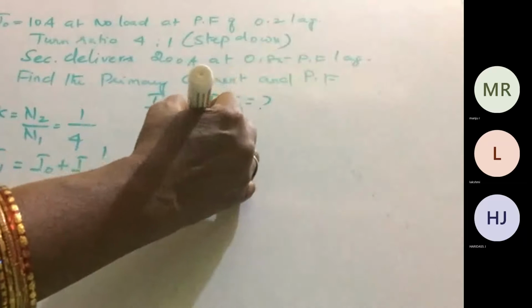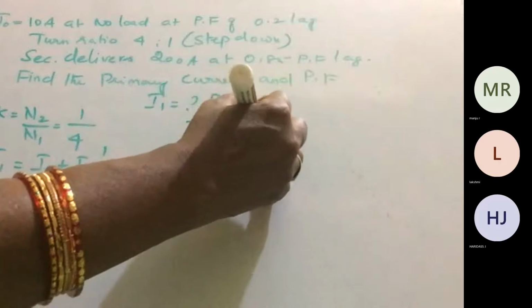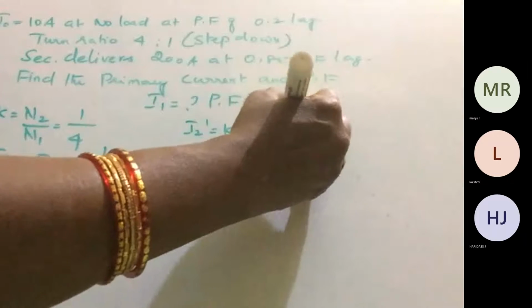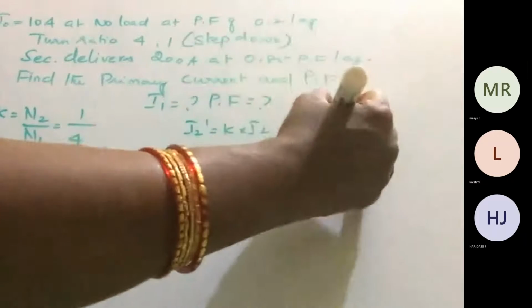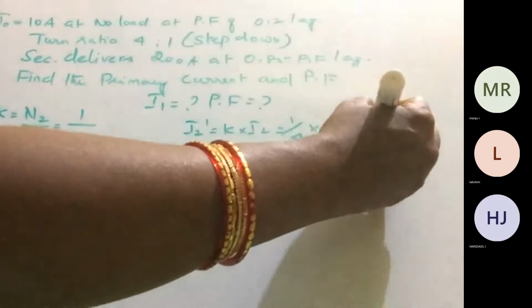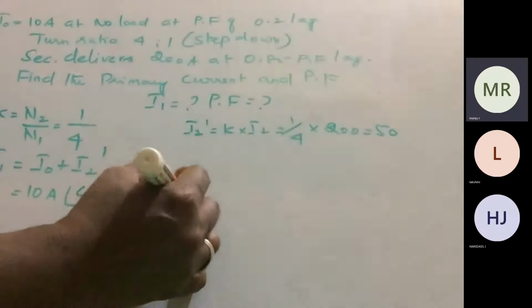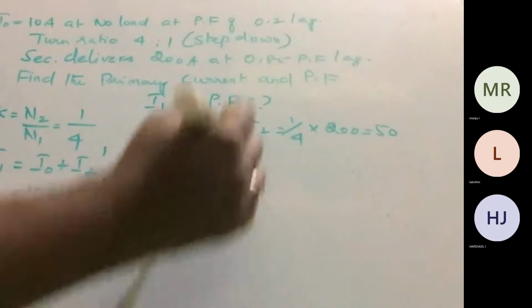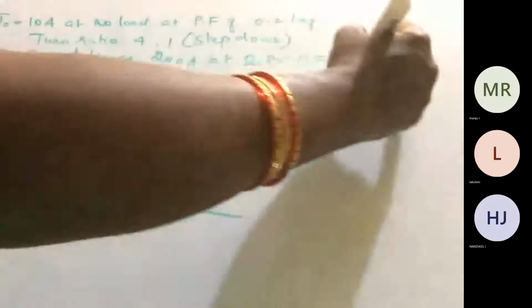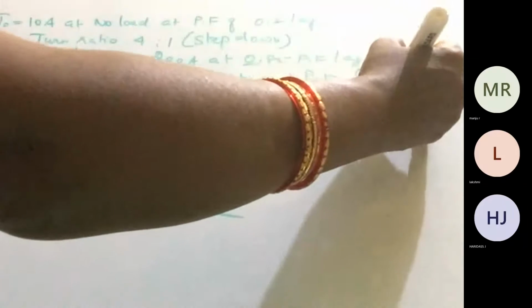So 10 amps at an angle. Now 0.2 power factor lagging is given, so cos inverse of 0.2, lag means minus value, so this becomes plus I2 dash. I2 dash we have not calculated, so I2 dash equal to K into I2. K is 1 by 4, I2 is 200, so we get 50. So 50 at angle cos inverse 0.85, since the power factor is given. That is cos phi 2 is equal to 0.85.